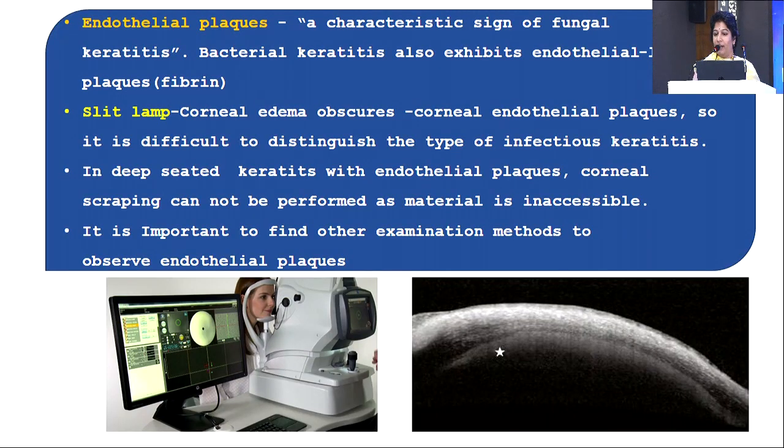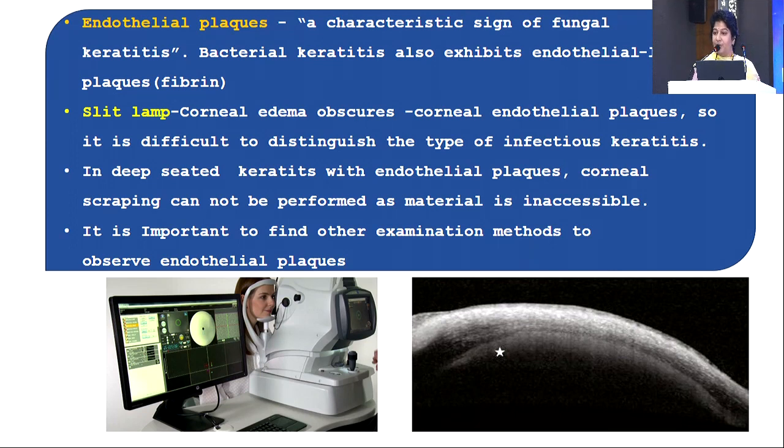Endothelial plaque is a characteristic sign of fungal keratitis. However, other infective keratitis like bacterial also show endothelial-like plaque due to deposition of fibrin. But on slit lamp examination, the corneal edema and the infiltrate present in front of the endothelial plaque obscure the view of the plaque, making it difficult to distinguish fungal from other infective keratitis.